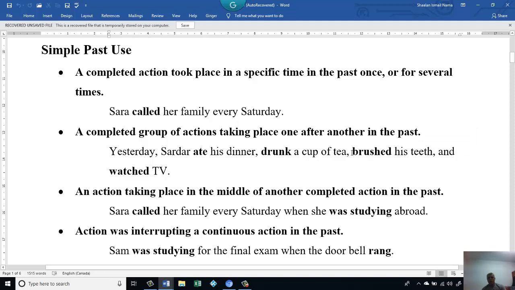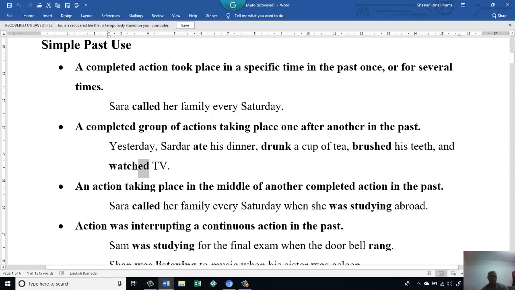Then the third sentence is brushed his teeth. We have the same subject here. Then we say brushed. We add ed to the verb because this is a regular verb. And then the last action from the same sentence, we say watched TV. Watch is also a verb. If we look here, this is watch, a regular verb. Then we add ed to it in order to make it past.